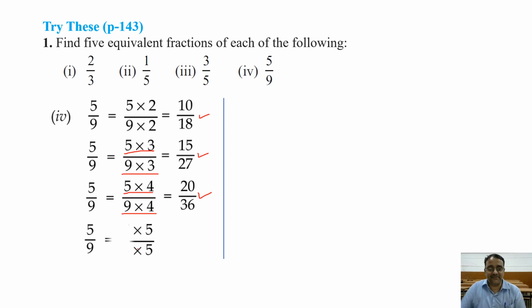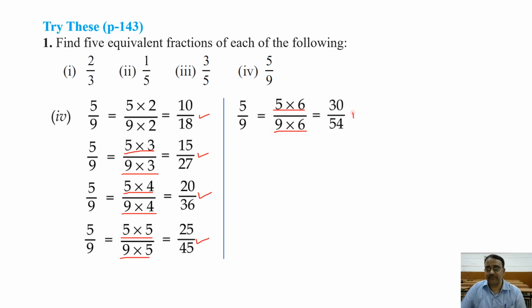Next multiply with 5. 25 by 45, right. Next multiply with 6. 30 by 54. Yes, 30 by 54. So the equivalent fractions of 5 by 9 are 10 by 18, 15 by 27, 20 by 36, 25 by 45 and 30 by 54.